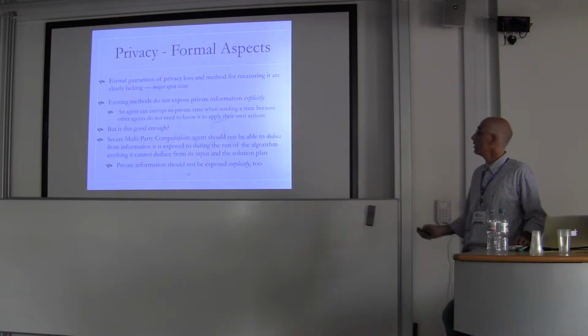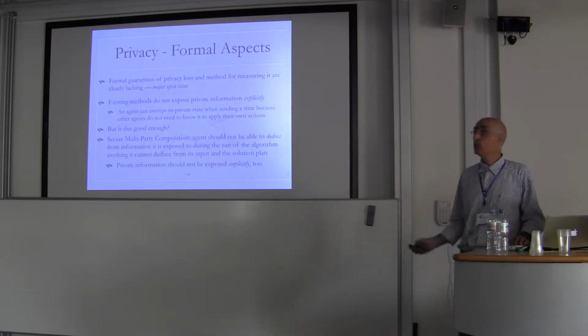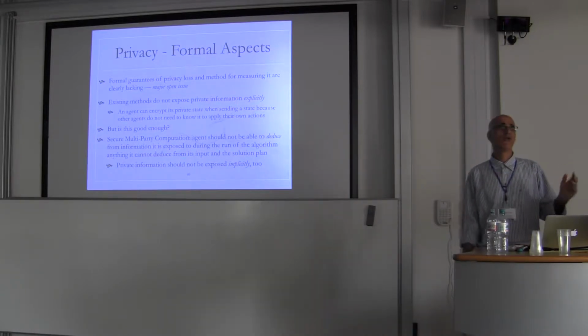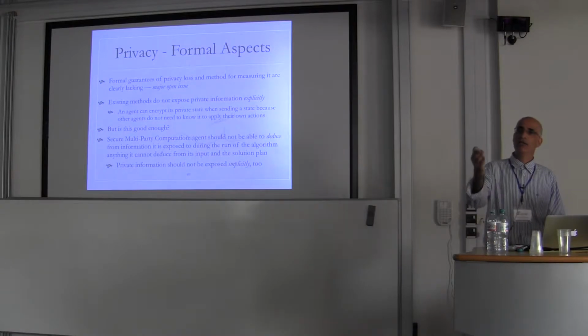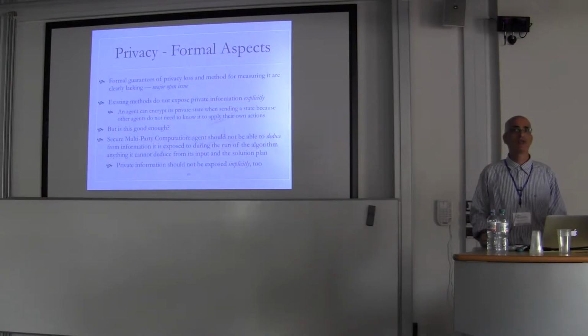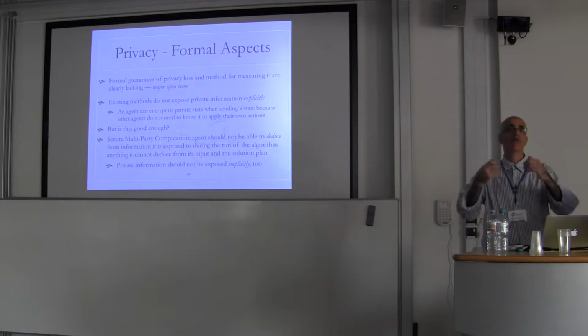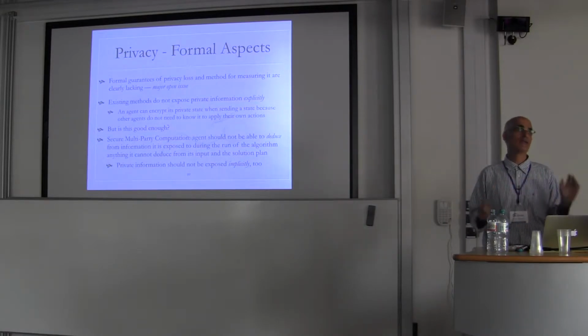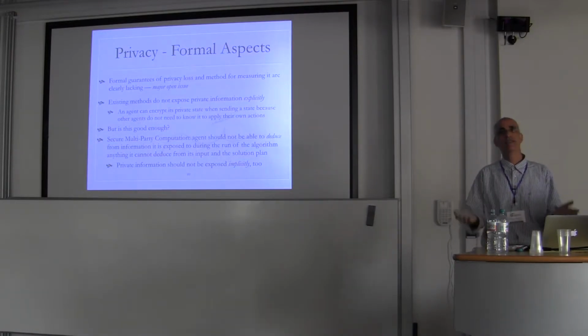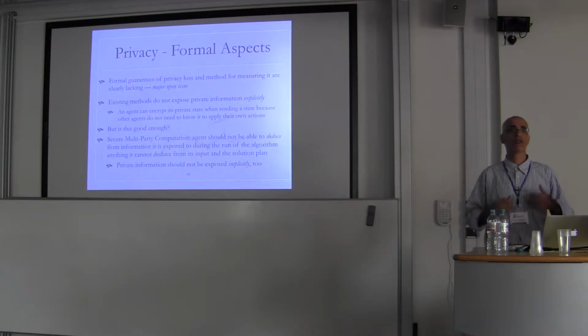Existing methods basically guarantee that they will not expose information explicitly. Okay? So, for instance, in distributed forward search, I may send you the state with my local variables encrypted. And so you don't know my local variables. The question is, is this good enough? Okay? So, I send you all the local information encrypted by me, you cannot decrypt it.